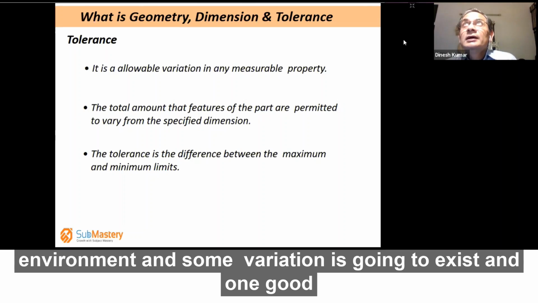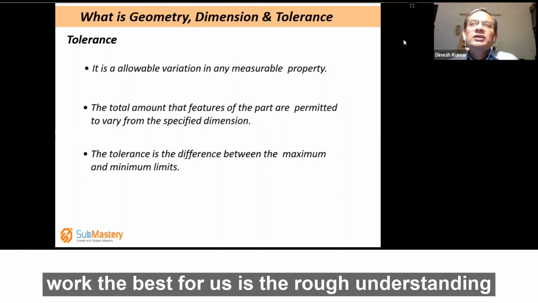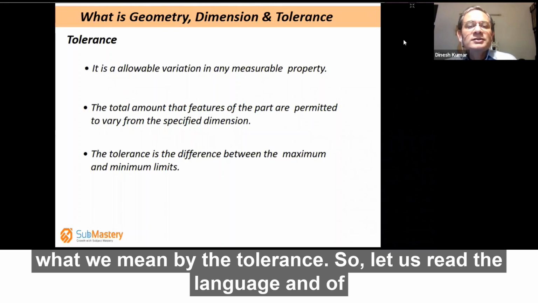And one good way is to accept whatever is happening. Another one is to control it and limit it. And what will work best for us is a rough understanding of what we mean by the tolerance.